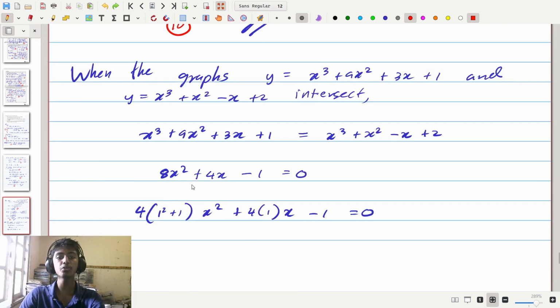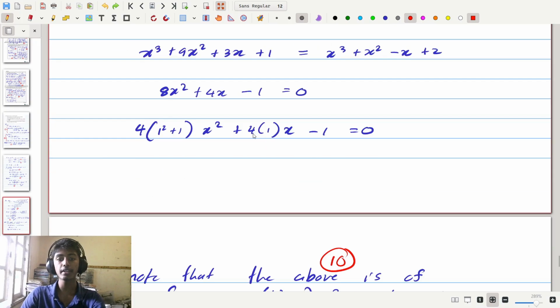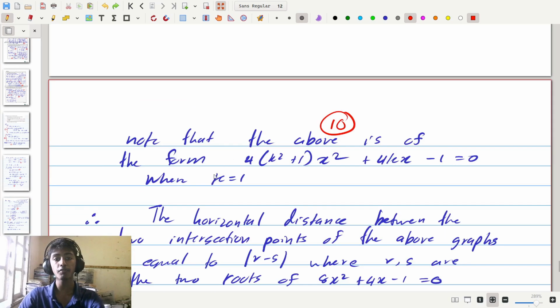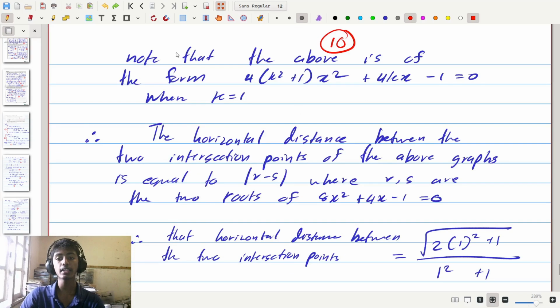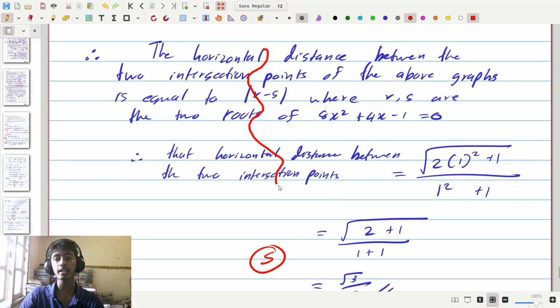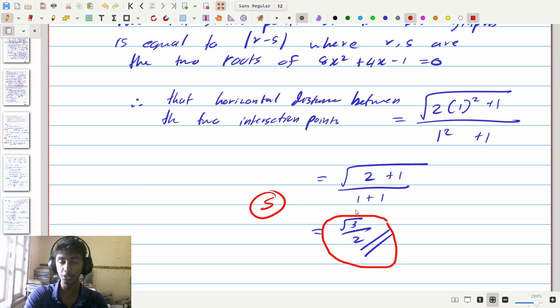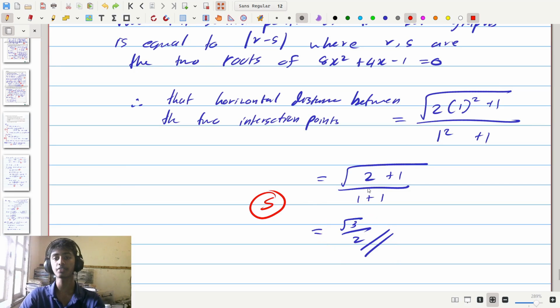Afterwards, when you then use this logic to realize that these two graphs intersect when they are equal, simplify it down and get it into the form of 4 times k squared plus 1 x squared plus 4kx minus 1 equals 0, and identify that k is equal to 1, you get another 10 marks. And finally, when you solve that down, simplify it and realize that k equals 1 means that this is going to be substituted into here, and simplify until you get the square root of 3 divided by 2, you're going to get another 5 marks. And that's going to be all of the marks for this question.